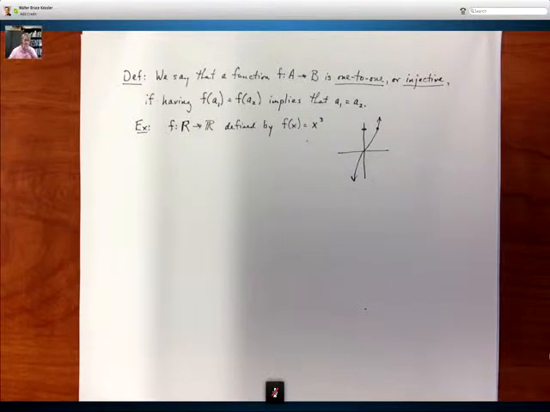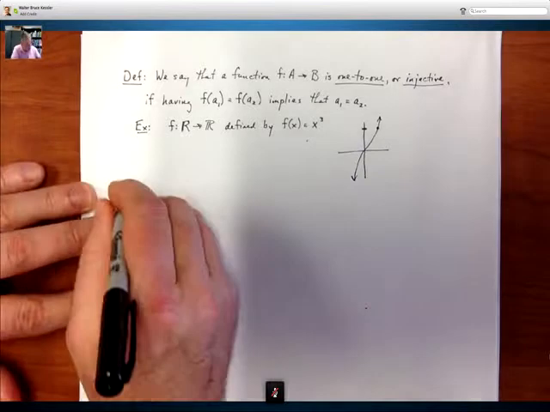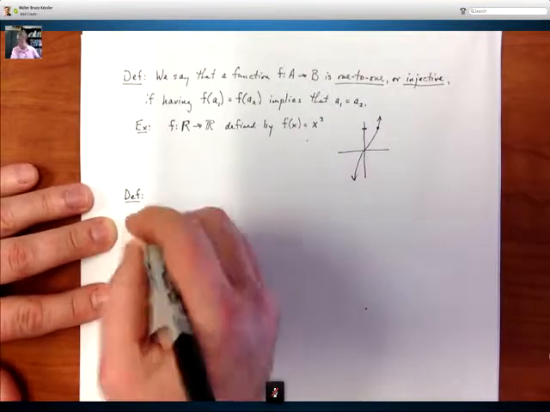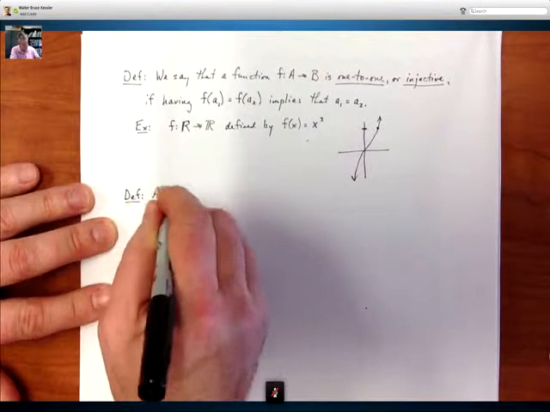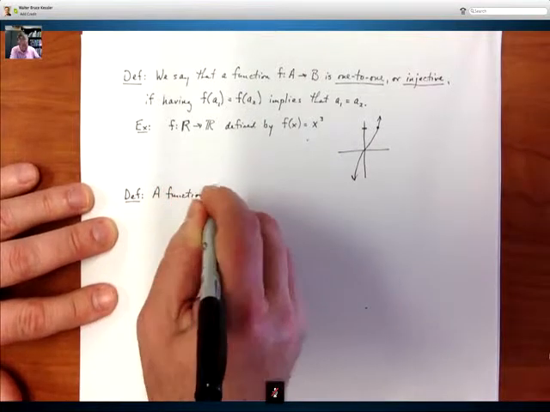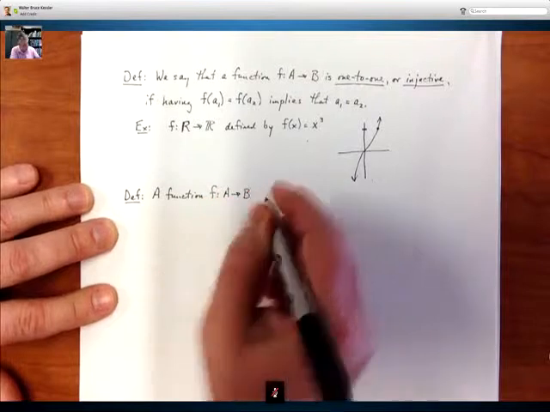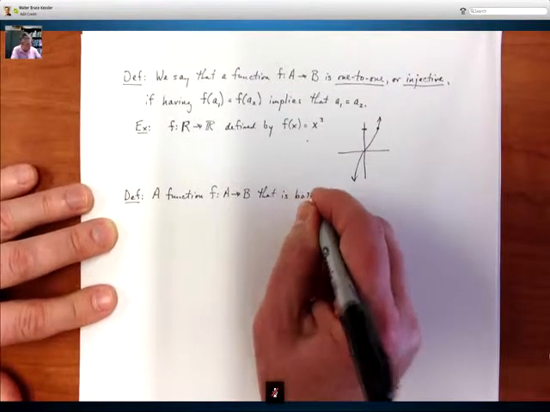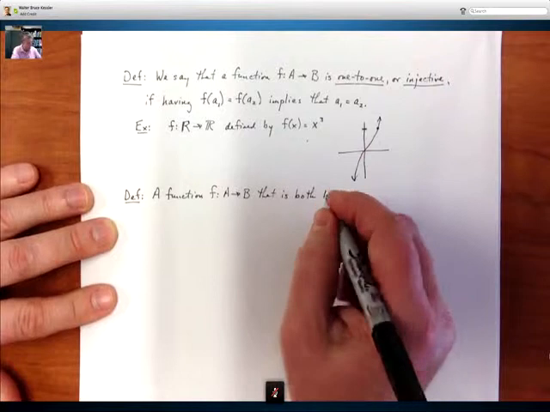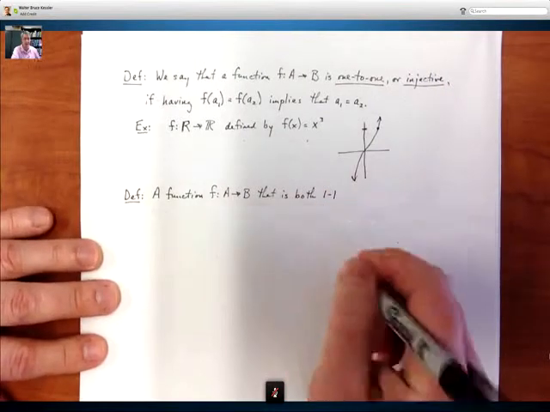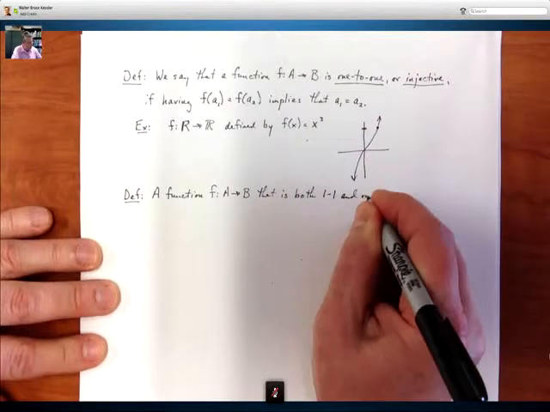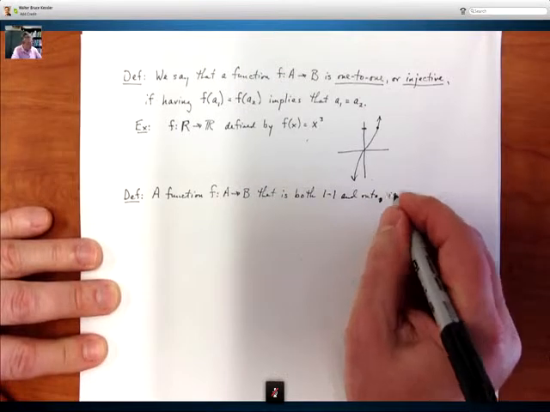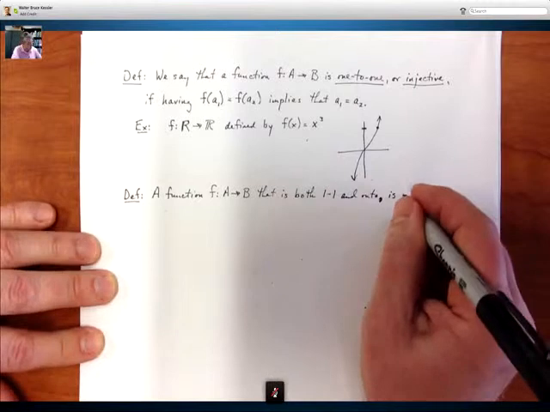Okay. And if you have both, a function f from A to B that is both, I wrote it out like this, but you'll catch me doing this from time to time too, both one-to-one and onto, that is called a one-to-one correspondence.